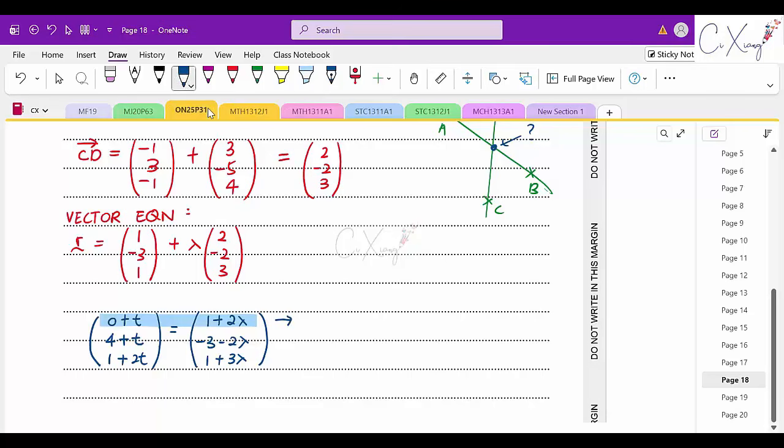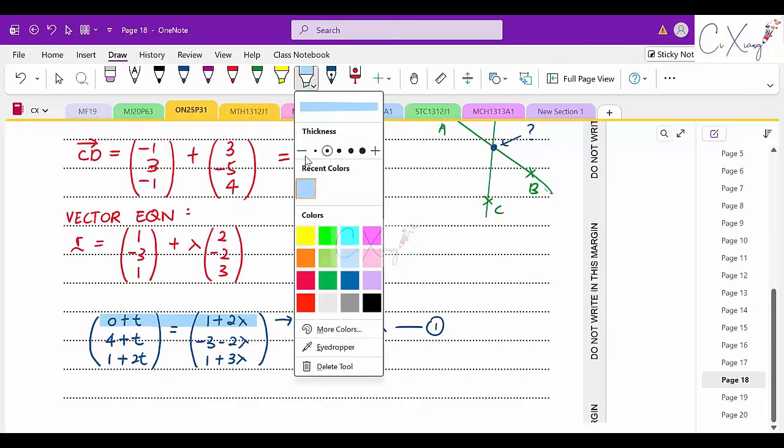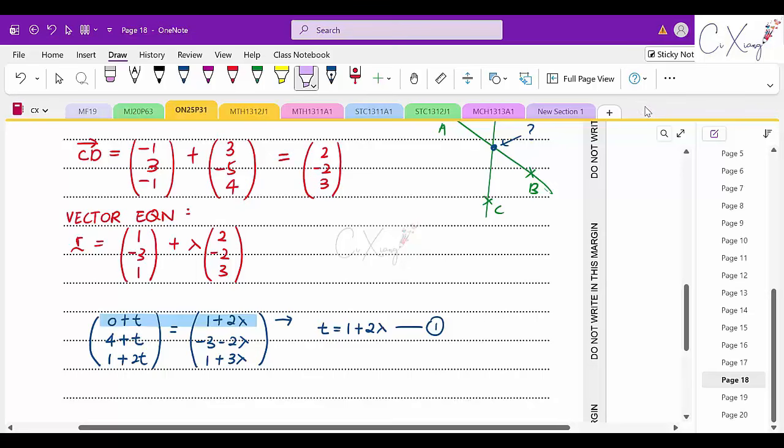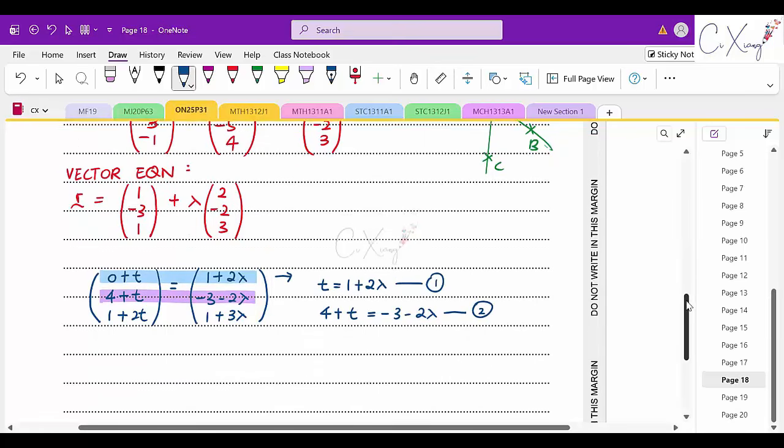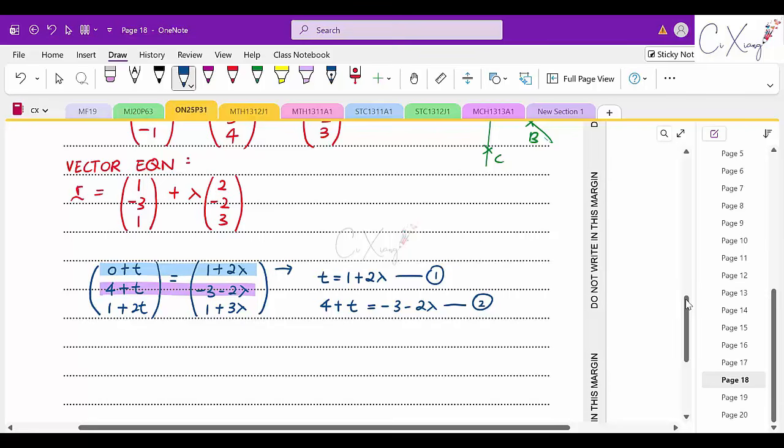From this part, I'll be getting my first equation, t equals 1 plus 2 lambda. Then after that, my second equation will be this one. You can use any equation that you like. For me personally, I'm using maybe this one: 4 plus t equals -3 minus 2 lambda. And this is my second equation. I want to solve them simultaneously to get the value of t or the lambda also can.